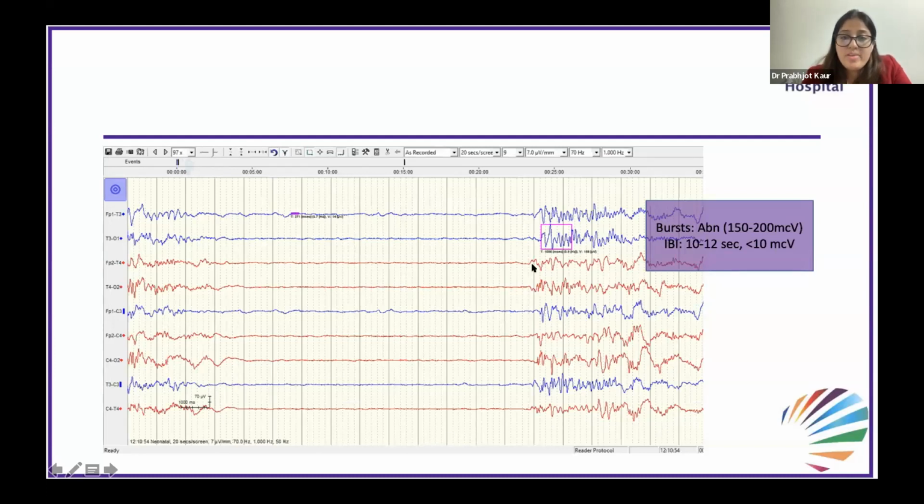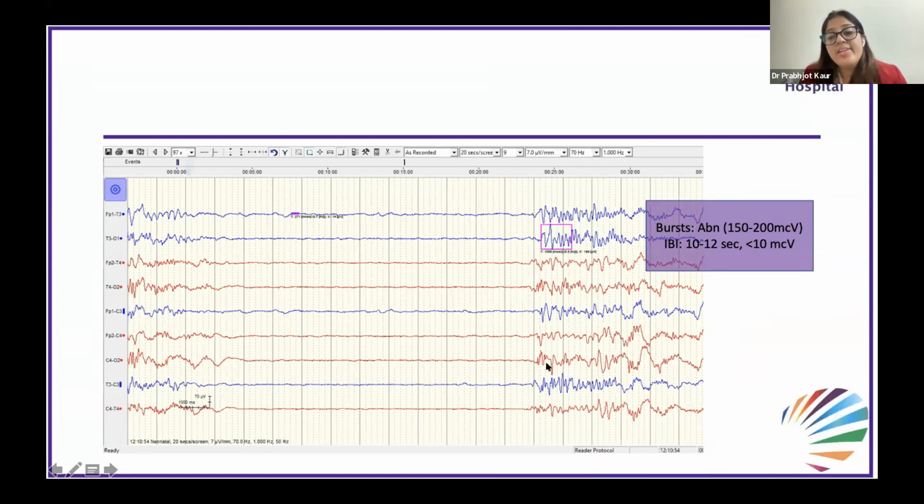Less than 44 weeks of age, we expect the EEG to be discontinuous, which means the EEG will have areas of bursts, which are the activity areas, and in between the bursts, suppressed areas, known as interburst intervals. Normally, by this age, the interburst intervals should have an amplitude of more than 25. For this baby, it was less than 10, which is suppressed.